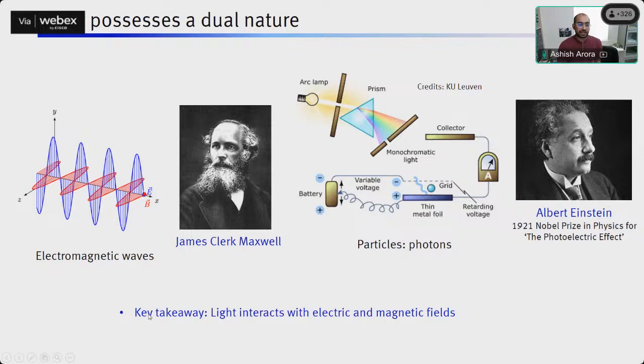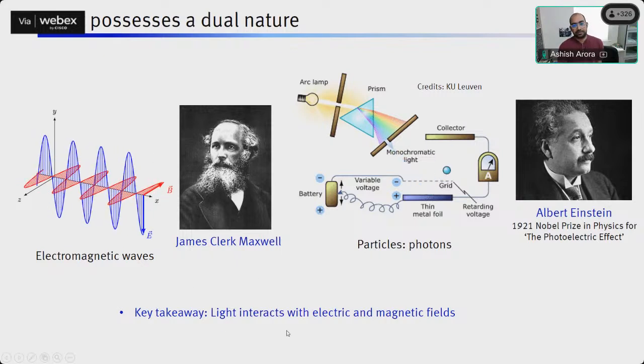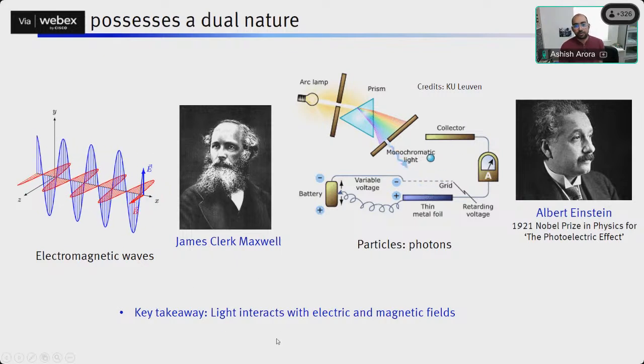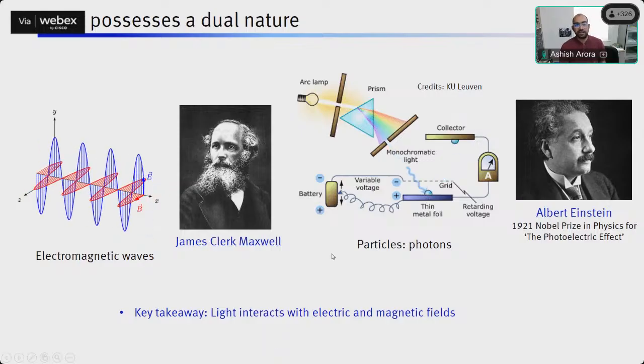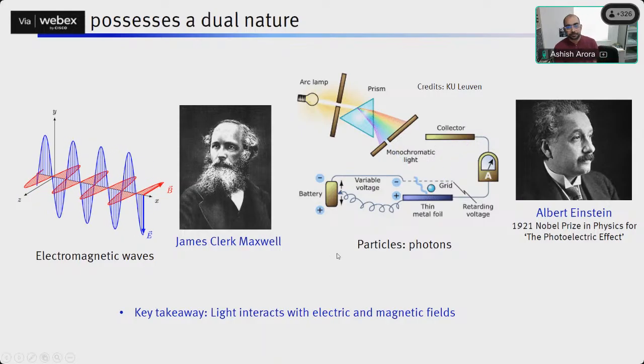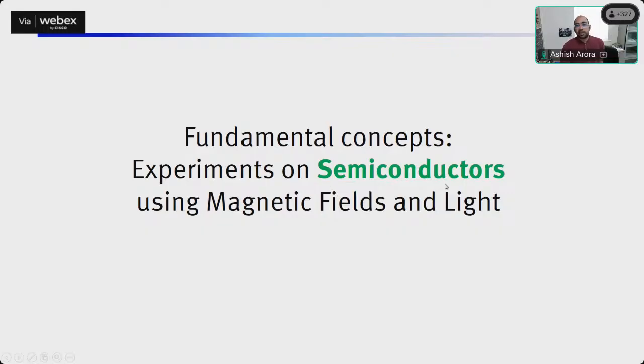Well, for this lecture, the takeaway is that light has electric and magnetic field components, therefore it can interact with electric and magnetic fields as well. Third, let's talk a little bit about semiconductors.